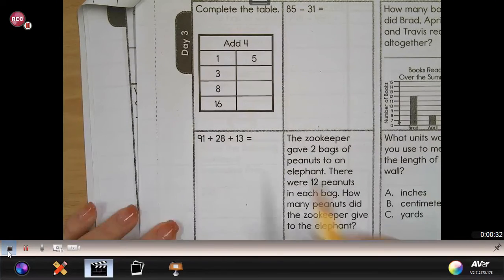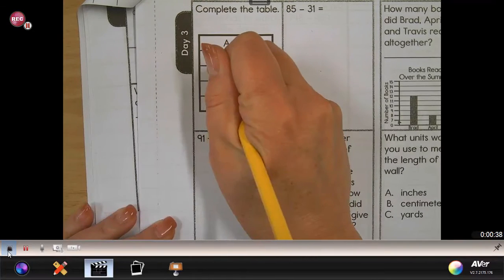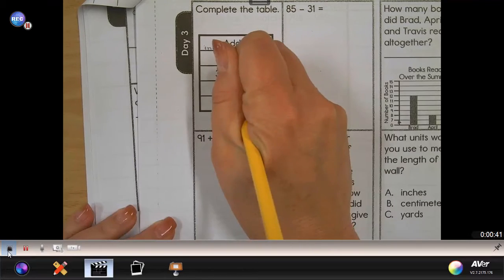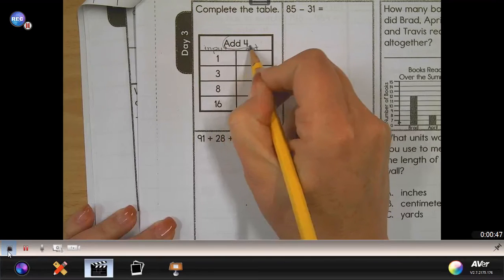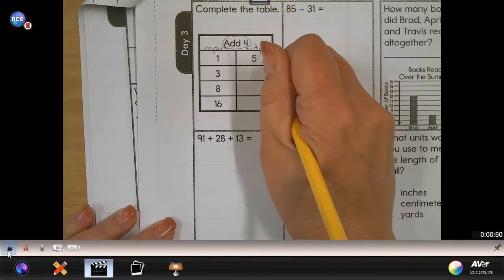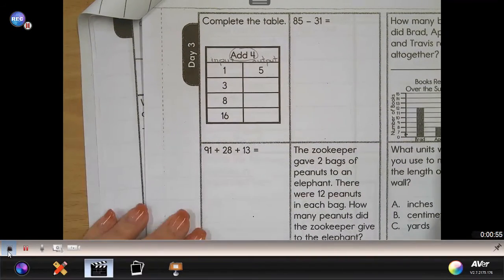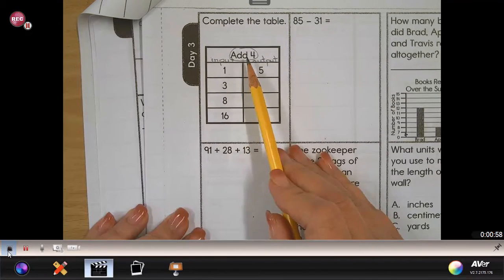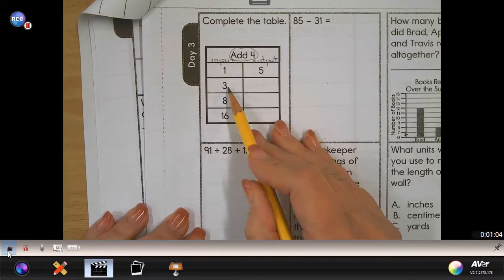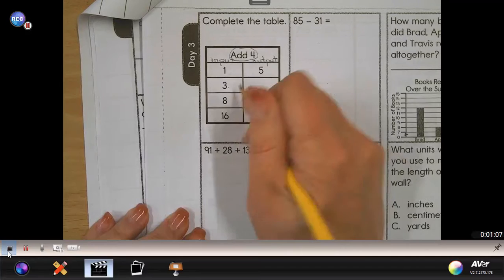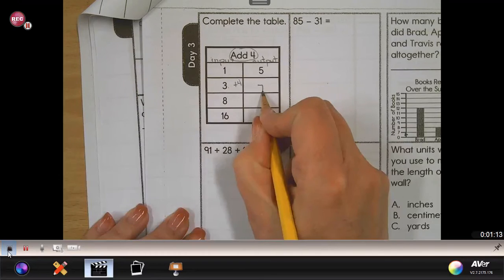So we have a rule here within our table, and this is called an input-output table. And so for whatever that input is, we're going to do what it's asking us to here as the rule for the output. So they've given us an example. The first example shows us that we are going to take 1 and add 4, and the output is going to be 5. So we're looking at patterns here in tables. 3 would be the input. If we add 4 to this, that would give us 7.